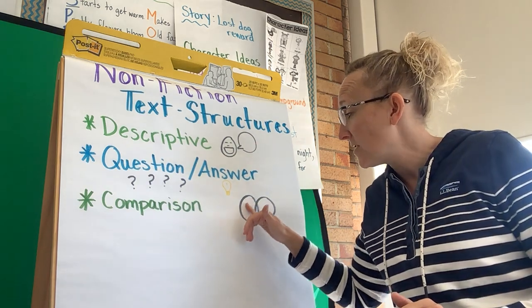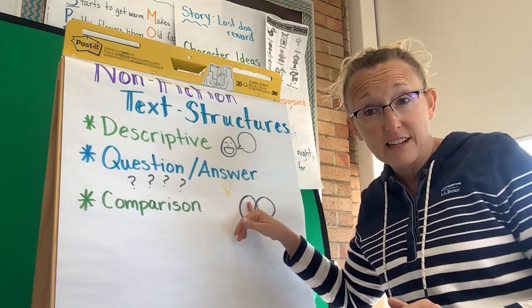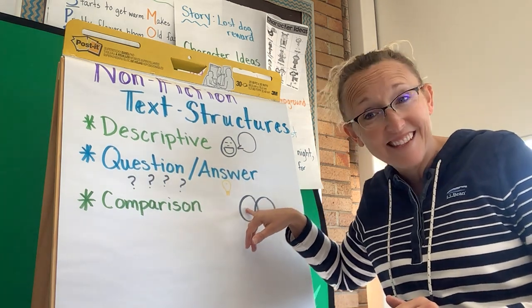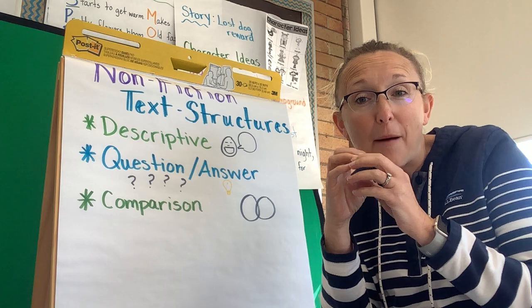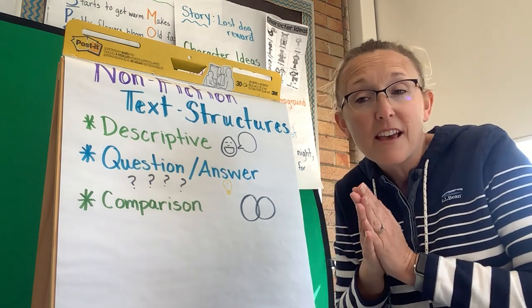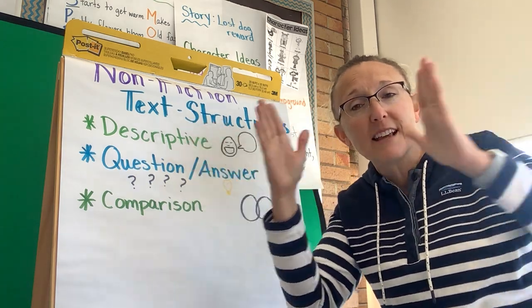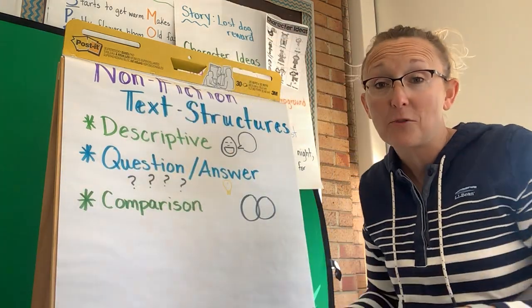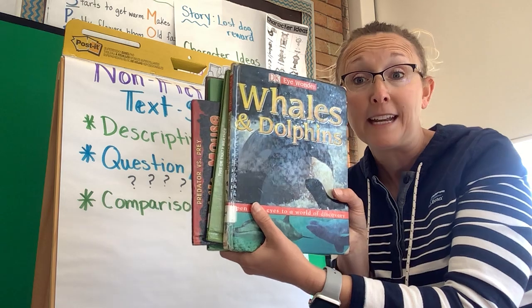And in this circle, this is how this thing is different than this thing. And over here, this is how this thing is different than this thing. And in the middle where they overlap, that's how they are the same. So that's comparing how they are different and how they are the same. So a lot of nonfiction text is organized this way. I found so many examples.